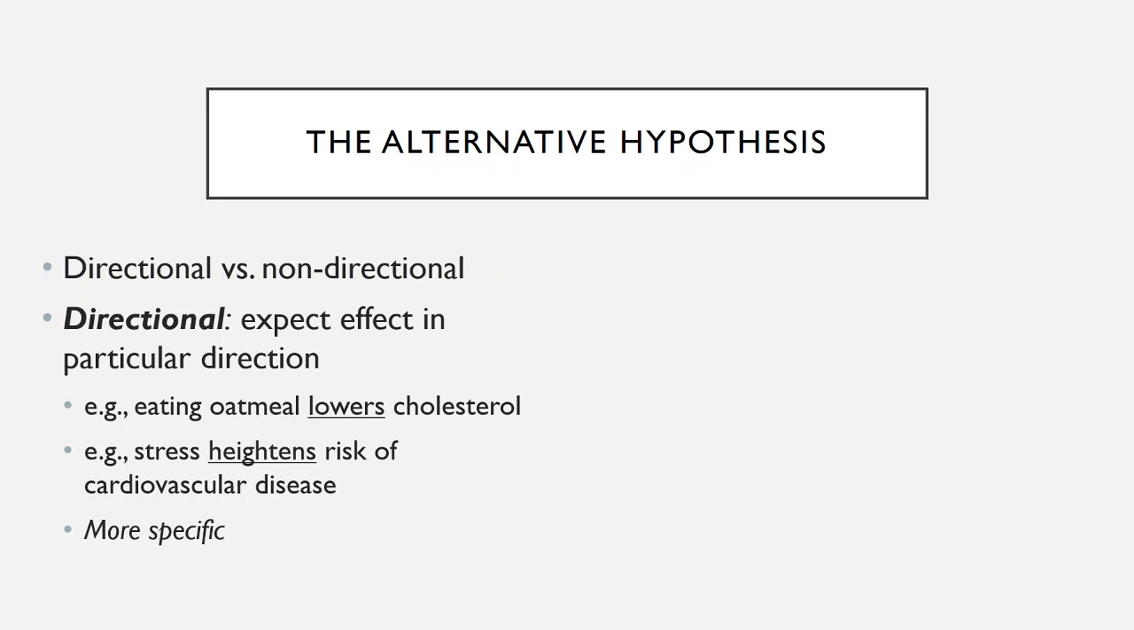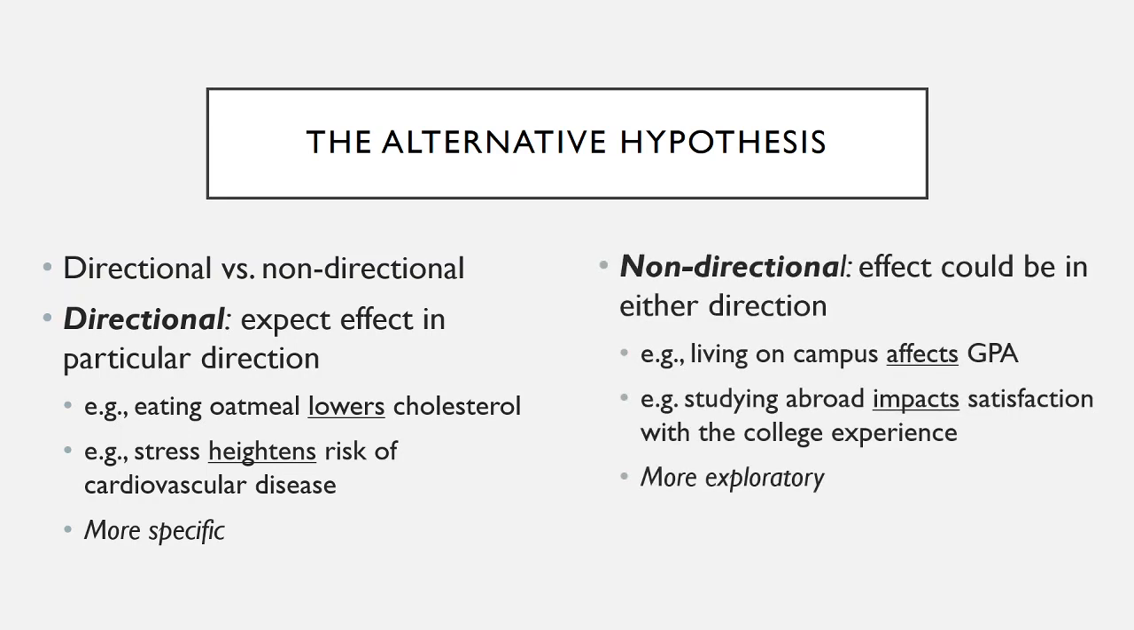This can additionally apply to other sorts of predictions outside of correlations. So, stress heightens risk of cardiovascular disease. Again, the language heightens, exacerbates, worsens, diminishes. These are all words that indicate directionality, and they're a little bit more specific. You can hedge your bets if you don't have a specific direction that you're predicting your variables will be related in. And you can go non-directional.